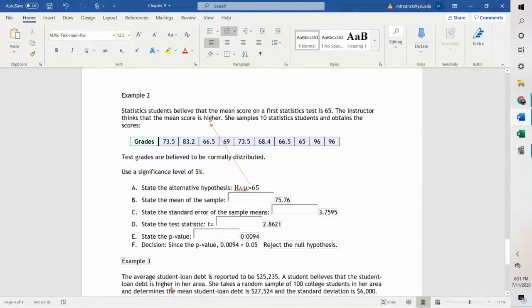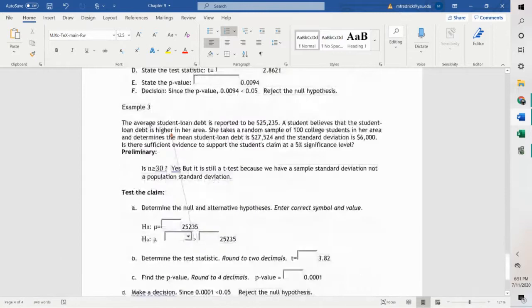Now, since that p-value is less than your 5% confidence level or significance level, you reject it. So when it's less than, you reject it. When it's greater than, you fail to reject. Let's try one more.